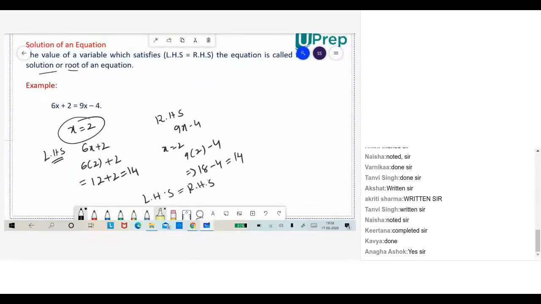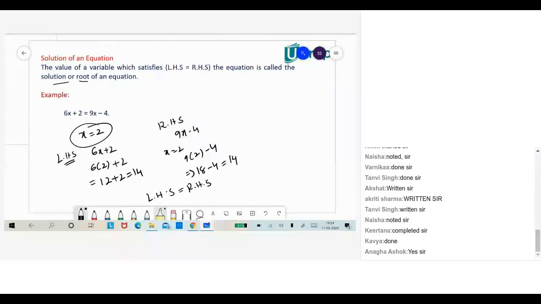Here x is called the variable. If it takes the value 2, then the LHS becomes 6 into 2 plus 2; 6 2s are 12, 12 plus 2 is 14. Similarly, if you put x is equal to 2 in the RHS expression 9x minus 4, you replace x with 2. 9 into 2 is 18, 18 minus 4 is 14. Clearly, your LHS is equal to RHS. That means x is equal to 2 satisfies the equation. Therefore, the solution of this equation is x is equal to 2. We also call it the root.